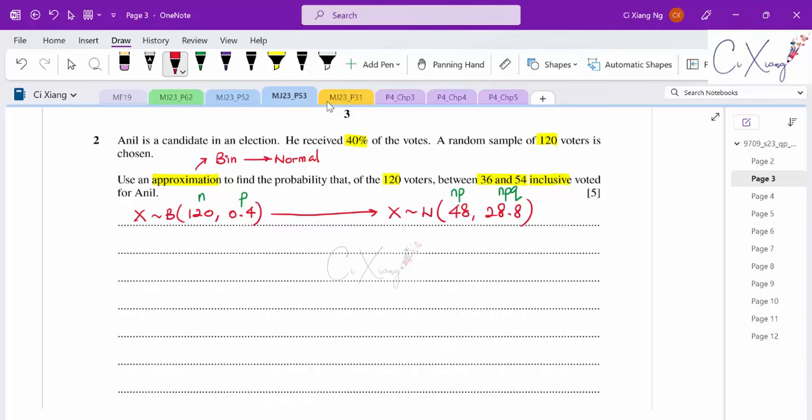Okay, now let's proceed to the probability part. They want us to find the probability where the number of voters is 36 up to 54, inclusive. The keyword inclusive means that you have to put an equal sign here, for both 36 and 54. Again, binomial distribution is a discrete random variable, and normal distribution is actually a continuous random variable.